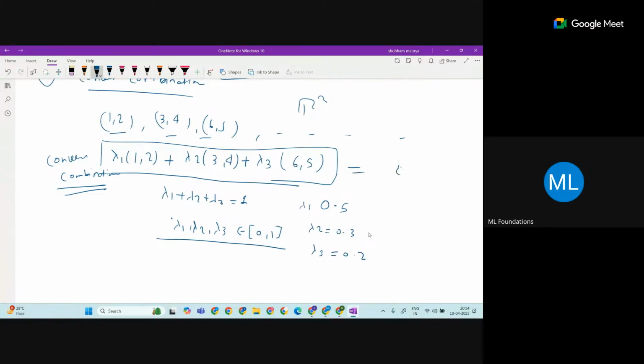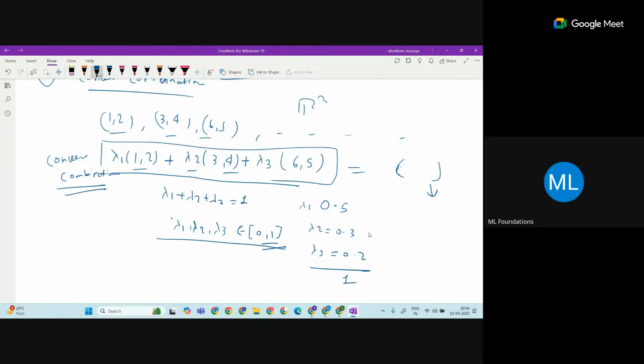So whatever point you are getting, this is a convex combination, meaning by these points I'm getting a point. If you sum these, it is 1 and all of them are between 0 and 1. So this kind of combination is called a convex combination.